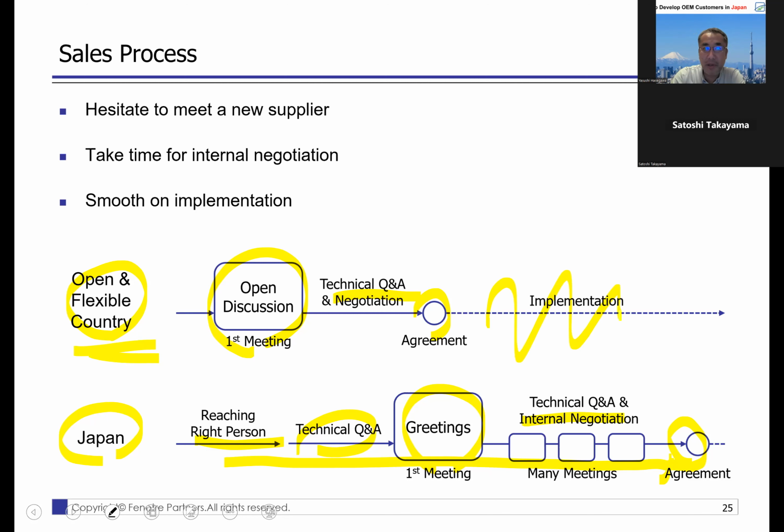But in Japan, everything goes smoothly. It's solid. So of course, there are pros and cons in each country. However, you need to understand the very long process of sales activities.